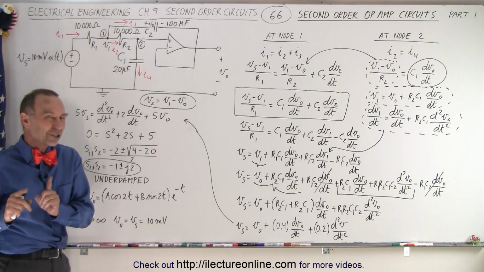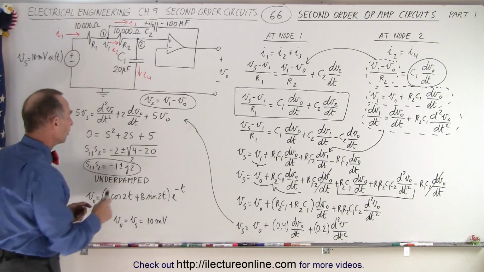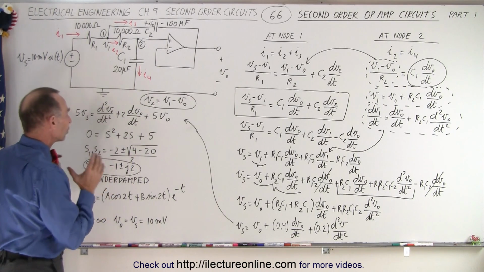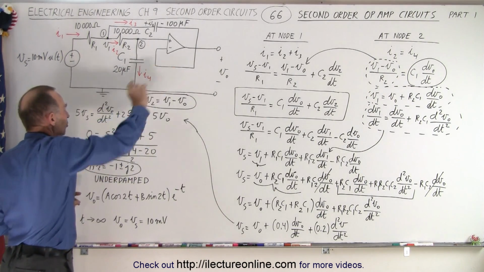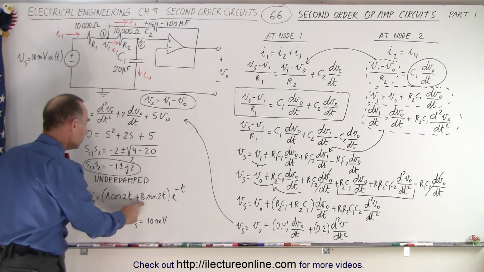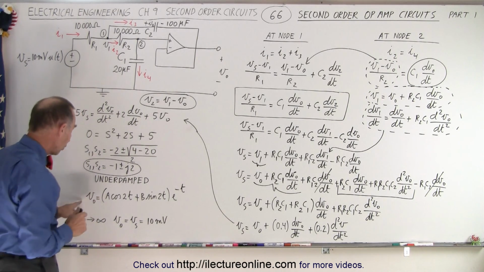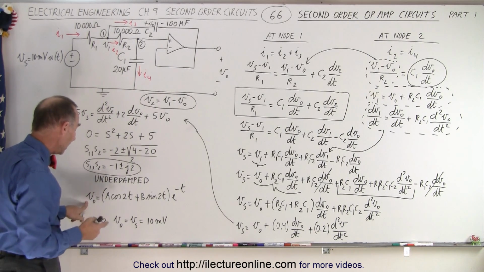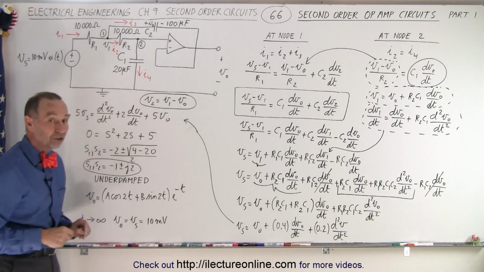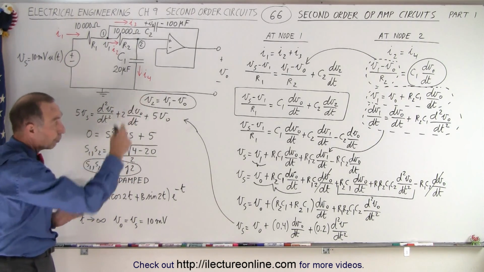But we still don't have the equation yet for the output voltage. So we need an equation that tells us what the output voltage is as a function of time, which means we're going to need to solve for A and B, and we're going to have to find an equation that tells us what the initial voltage is and what the initial derivative of the voltage is when time is equal to 0. So for that, of course, we need part 2.